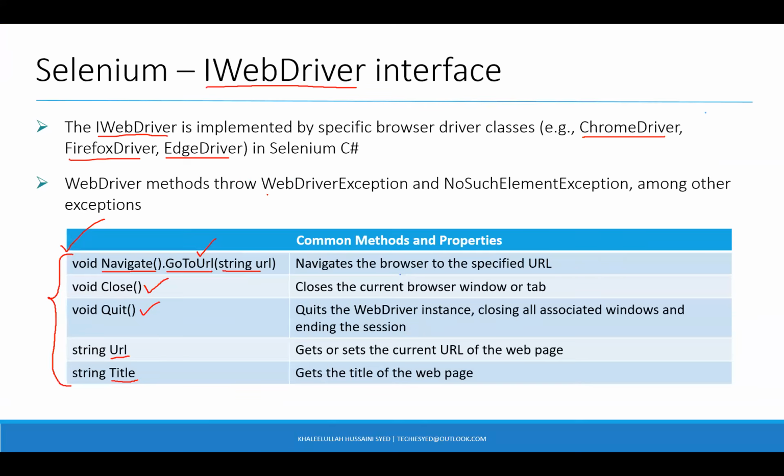Now this WebDriver also throws WebDriver exceptions, so you should be handling these exceptions. And when you're working with various elements, let's say you're looking for a text box which is not present on a page, it also throws a NoSuchElementException. So these are the two basic types of exceptions that you should be handling when you're writing Selenium code. Again, these are similar exceptions if you switch to another programming language like Java.